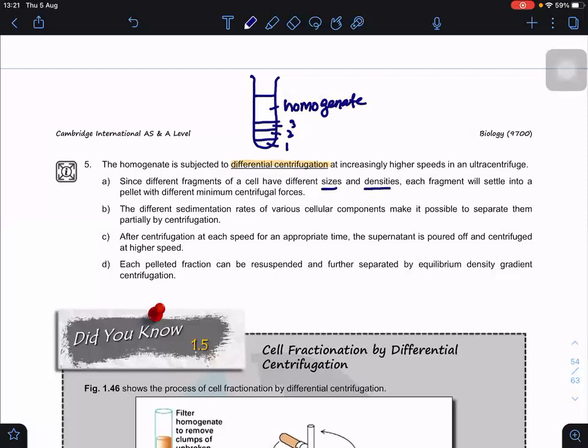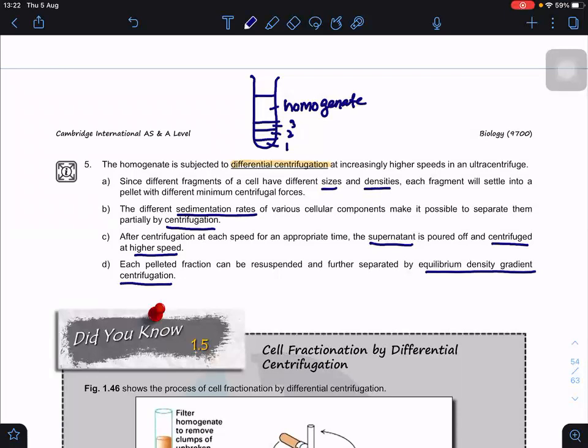Are you clear? So the different sedimentation rates of various cellular components make it possible to separate them partially by centrifugation. After centrifugation at each speed, for an appropriate time, the supernatant is poured off and centrifuged again at a higher speed. Each pellet fraction can be resuspended and further separated by equilibrium density gradient, which is another method that we need to continue to separate them.